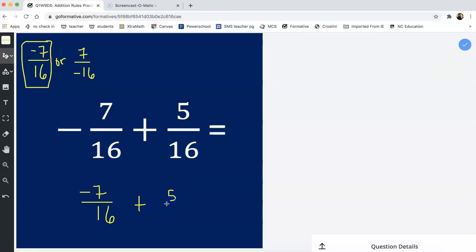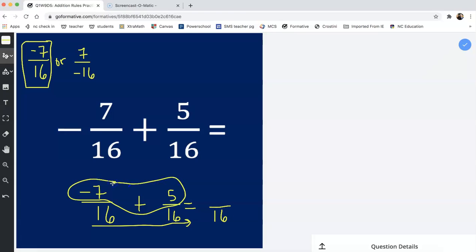And then I'll just copy the 5/16. From here, we need to make sure that the denominators are the same. When you're adding or subtracting fractions, the denominator has to be the same. We just drag that across. The denominator remains a 16. Now, we have to add the numerators. So this reads -7 plus 5.